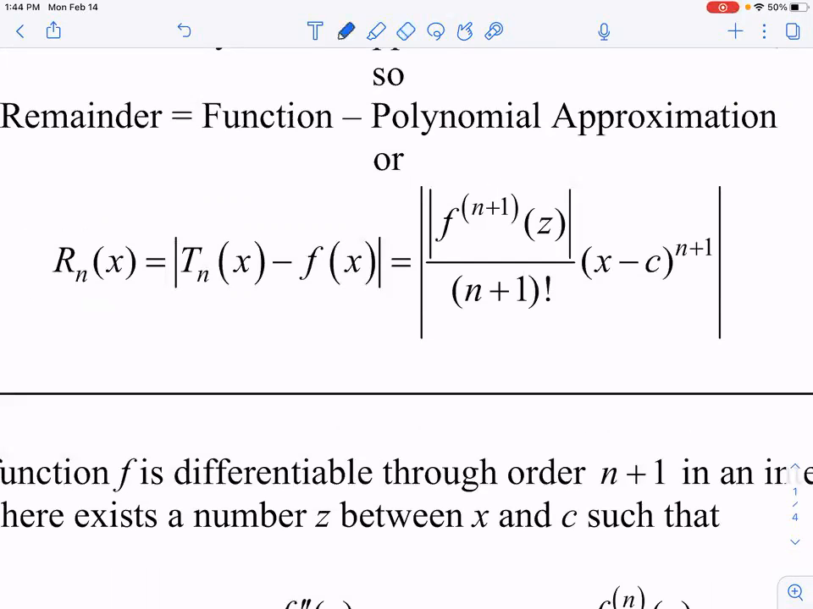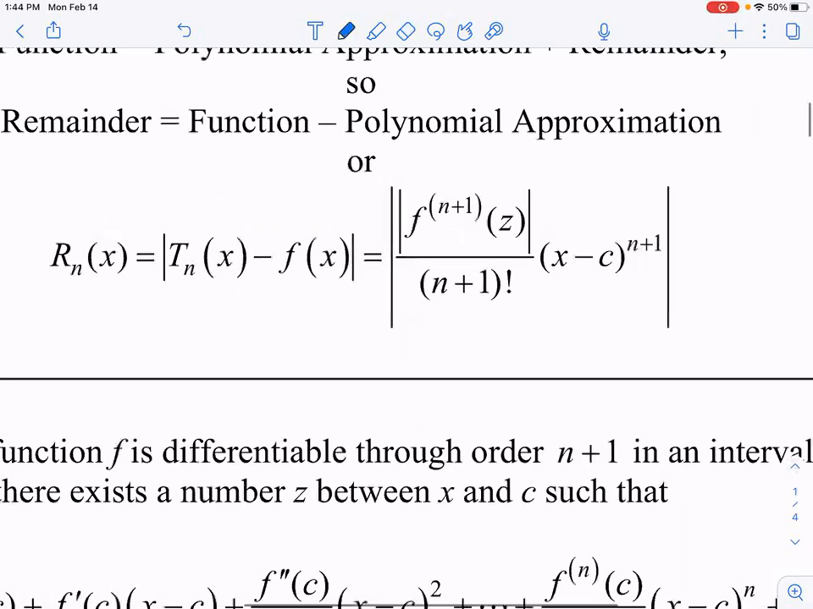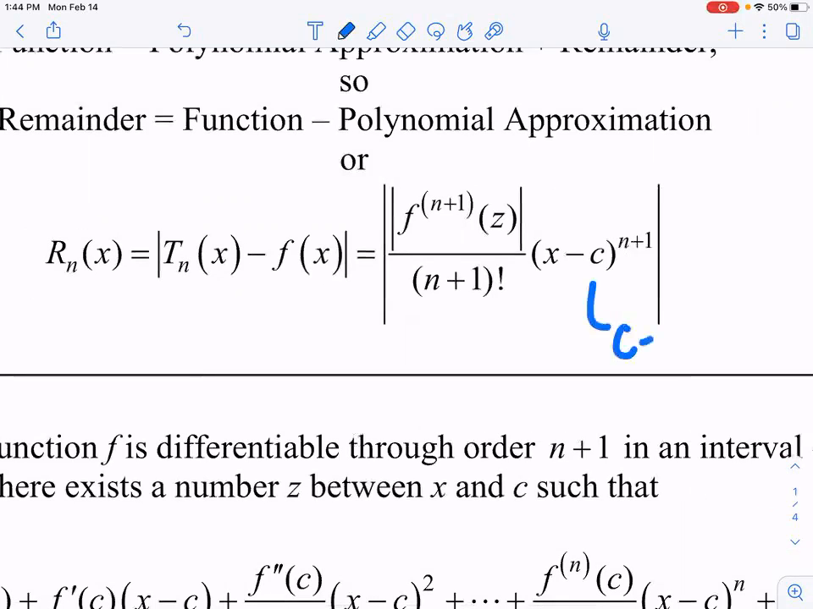Now, what do you think c stands for? Constant. It actually stands for where our polynomial is centered. So if we're centered at 0, c is 0. If we're centered at 2, c is 2. Just like in your polynomial, it's like the a of what we talked about Friday.